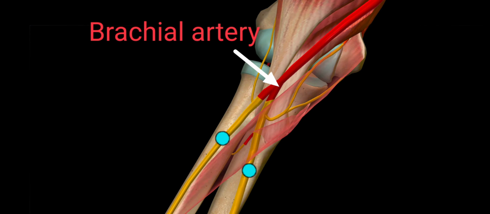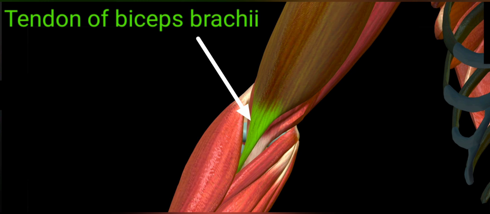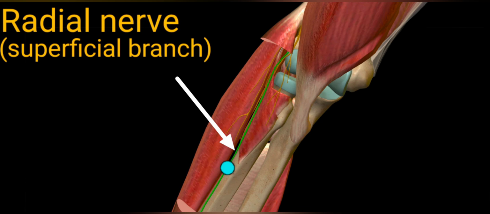The second content of the cubital fossa is the termination of the brachial artery. The brachial artery in cubital fossa terminates and gives its two most important branches, that is the ulnar and radial artery. The radial artery is small and more superficial than the ulnar artery. The third content of the cubital fossa is the biceps brachii tendon. And the fourth one is the radial nerve.